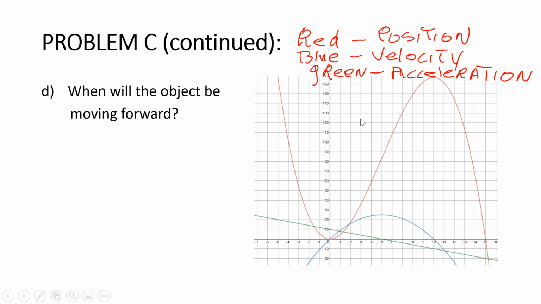Based on the graphs that you see here now, when is the object moving forward? Can you answer that question by just looking at the graphs? Is that possible? It is possible, actually. Hopefully you can read your x-axis fairly easily. When is this object moving forward? Stephen says from 0 to 10.